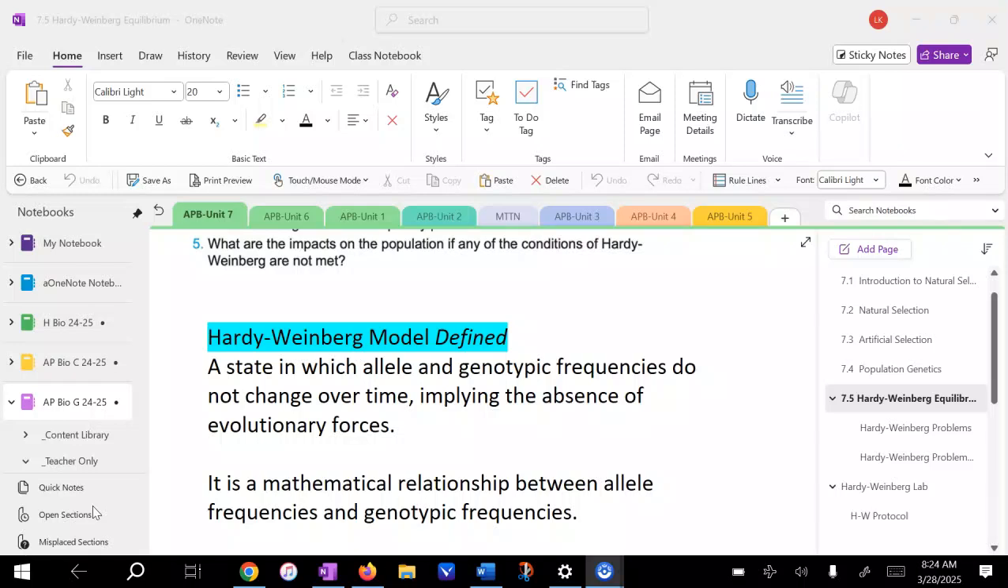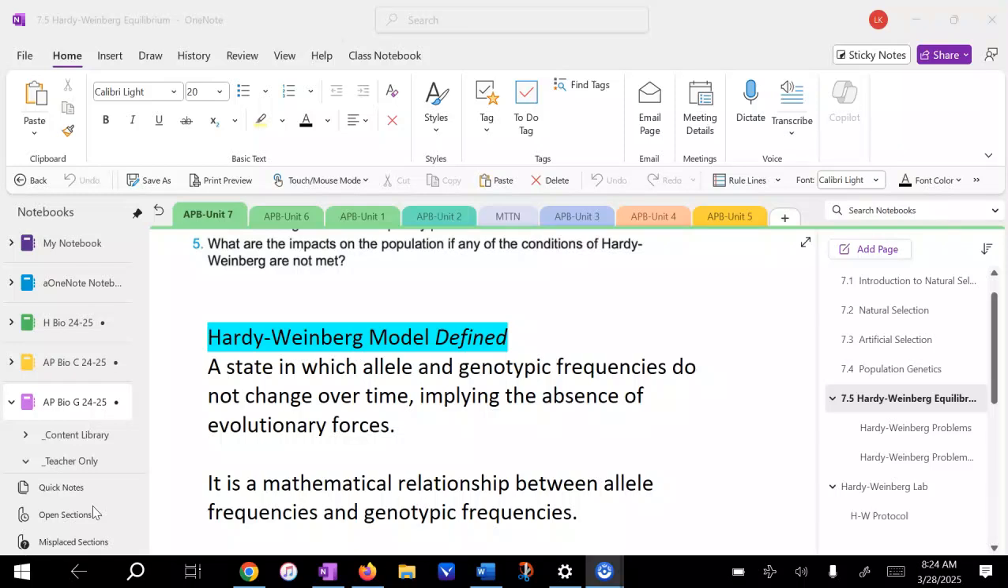There cannot be any gene mutations. There can be no migration. The mating will be random. No genetic drift and no natural selection. So let's just be honest. This never occurs in nature because there's always at least one rule being violated.